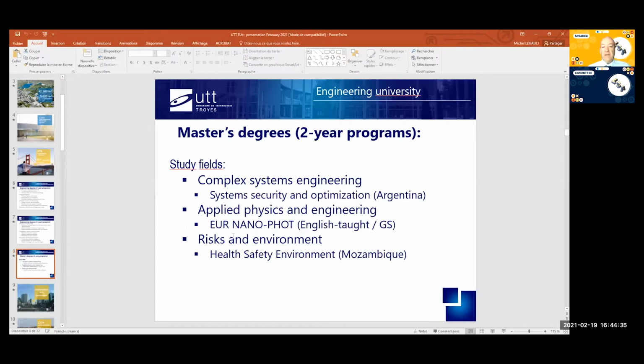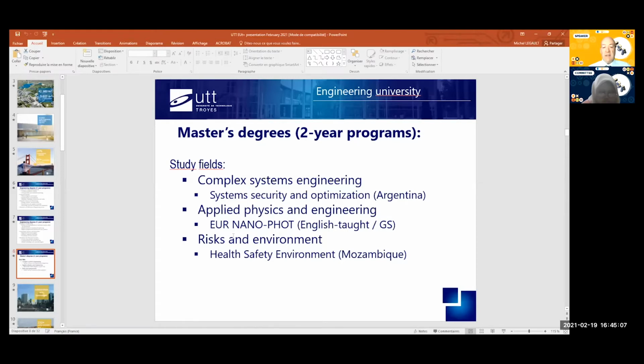For our Masters of Science degrees, there are 2-year programs, but you need to have a bachelor's degree prior to attending those programs. We have 3 different study fields, and for each of these fields, a program that is worth mentioning. For example, for complex system engineering, we have a program in system security and optimization, which is delivered in Argentina. It's the UTT degree, but it's delivered in Argentina.